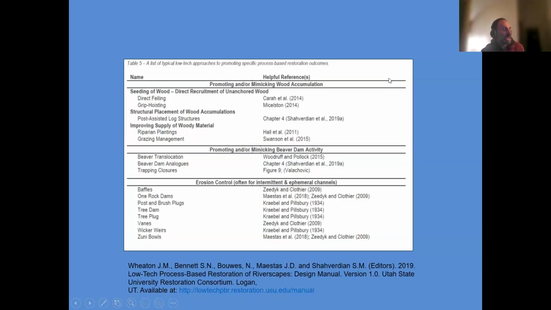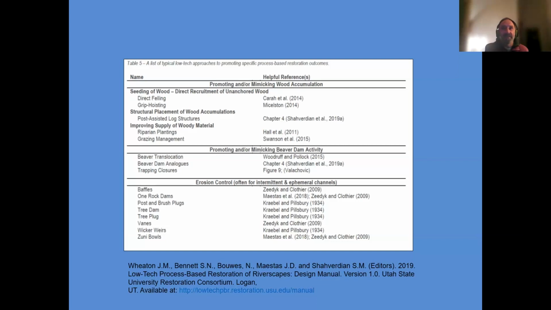This slide just shows a table from the LTPBR, Low-Tech Process-Based Restoration Manual, from the Utah State folks. And I put it in here because I just wanted to show that they're not claiming to have created something new. They're not claiming to have created something that only they understand.